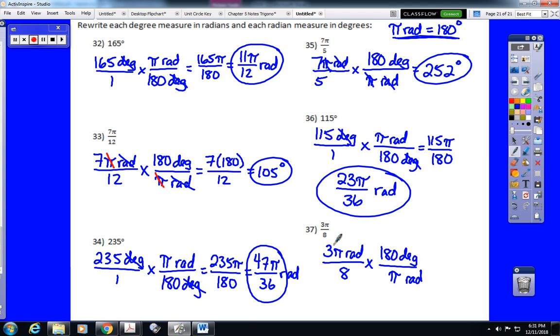And finally, okay, back to where we were. We're multiplying 3 pi radians over 8 by 180 degrees over pi radians. Pi and radians will both cancel, giving us 3 times 180 divided by 8, or 67.5 degrees. Check real quick to make sure I didn't make any other stupid mistakes. I did not. And that completes pages 3 and 4 of your review packet.